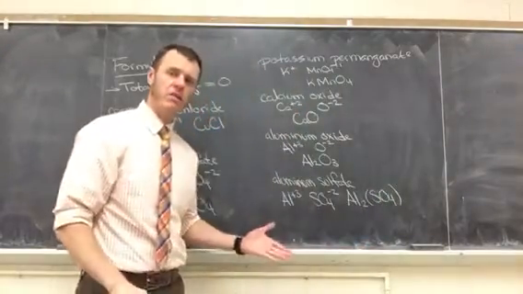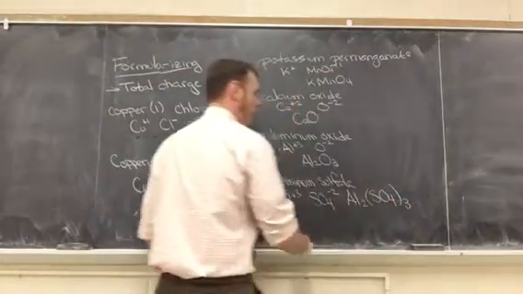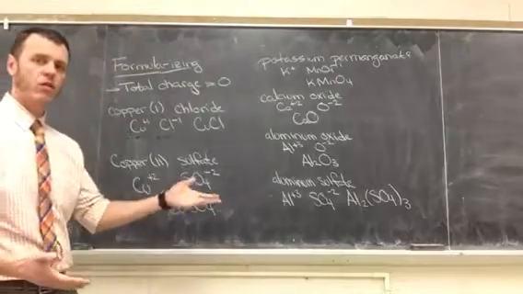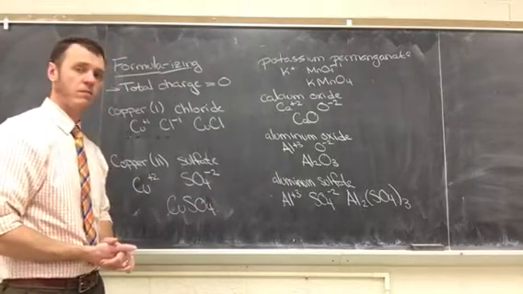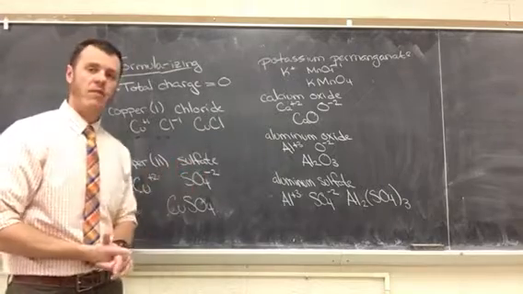And how many of those SO4 chunks do we need? 3 of them. So we get Al2(SO4)3. That is our formula for aluminum sulfate. So here we go. Here's how we get to the formula of an ionic compound.